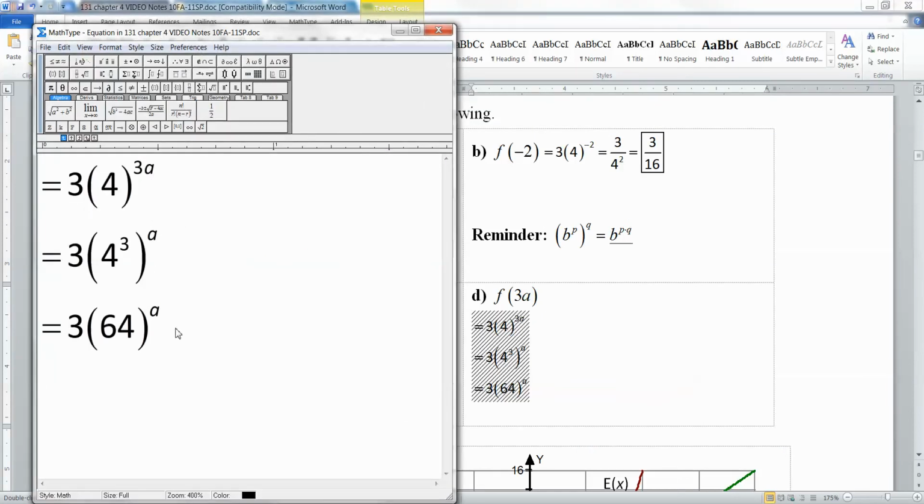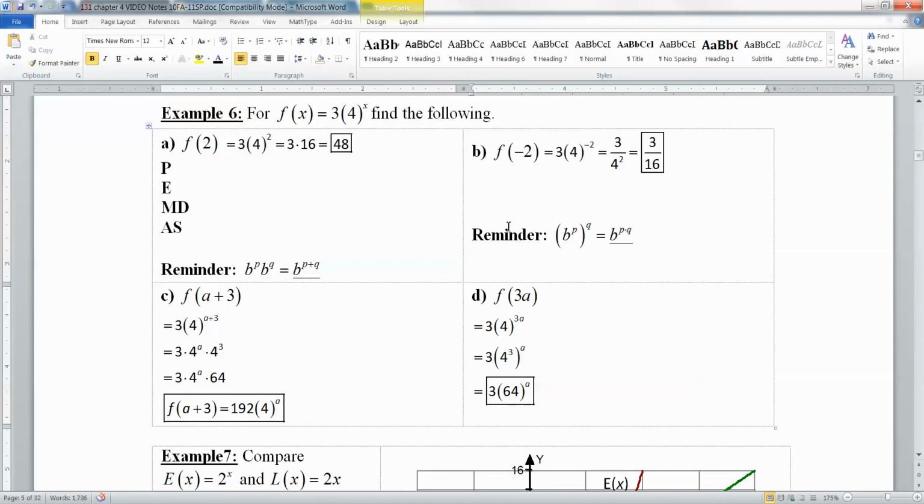Now I know those are confusing, so just write them down and pay real close attention so you can do those on your homework. You're basically just using those rules and going backwards.